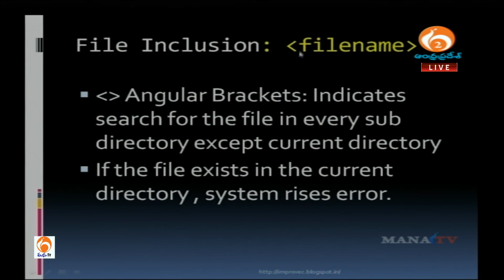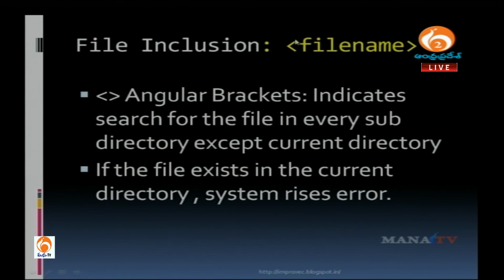For the searching point of view, we use the less than and greater than symbols. For header files, meaning predefined file names, we give angular brackets. For user defined file names, we give double quotes. Replacing angular brackets with double quotes is also not wrong. If the file exists in the current directory, the system raises an error.